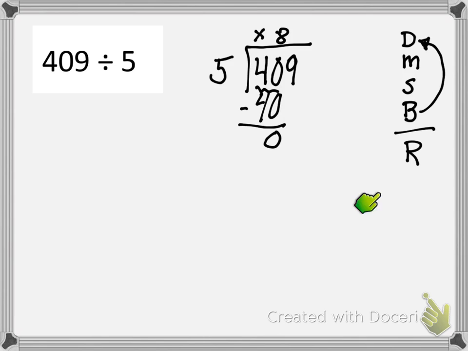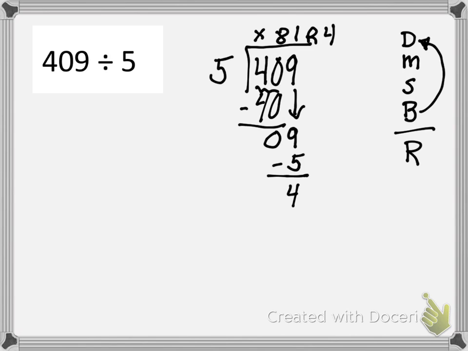And the next step is to bring down. And we're going to bring down the 9. And after we bring down, we go back to division. 5 goes into 9 one time. 1 times 5, 5. We subtract and we get a remainder of 4 because there is nothing left to bring down. We brought down all the numbers. So it's 81, remainder 4.